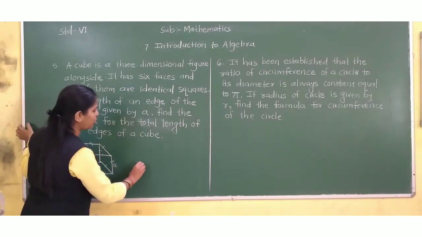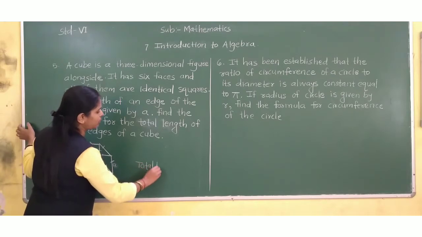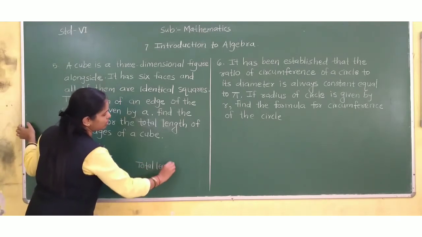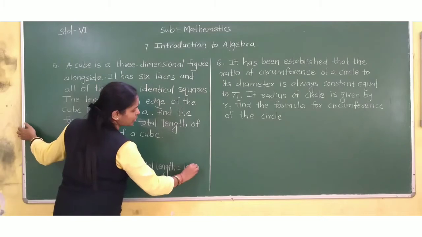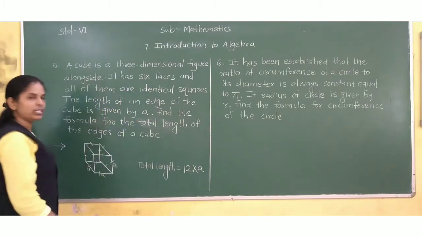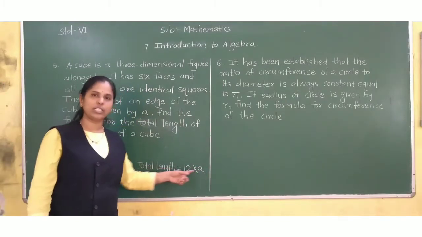Total length is equal to the sum of all edges, and the side is denoted by A, so 12A. This is the formula.